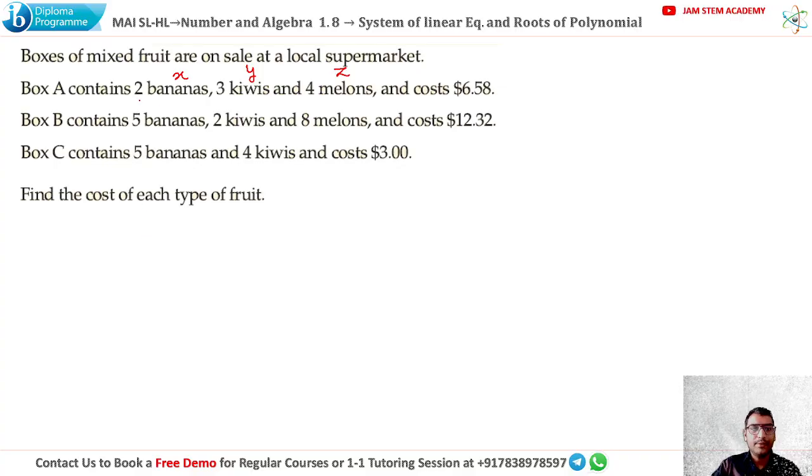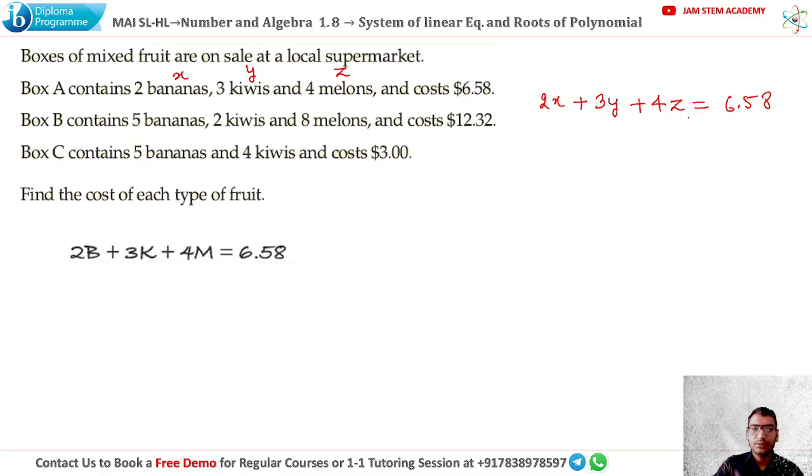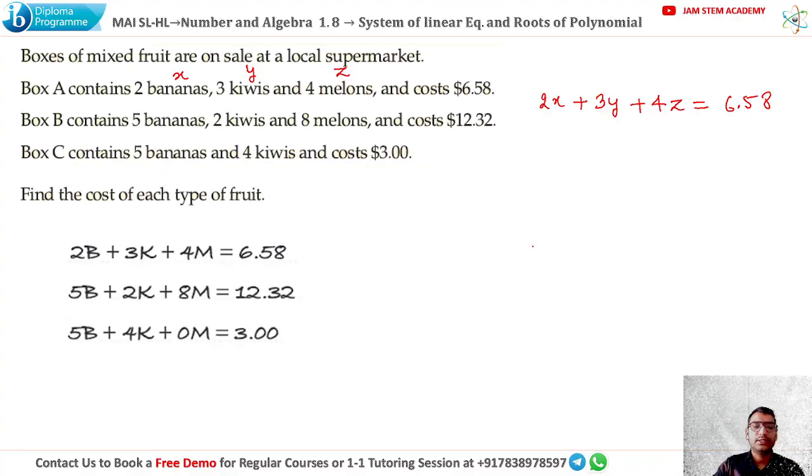Now we have to construct three equations in three variables. It's very easy, right? Cost of one banana is X, cost of one kiwi is Y, cost of one melon is Z. So cost of two bananas is 2X, cost of three kiwis is 3Y, and the cost of four melons will be plus 4Z. The total cost is 6.58. So in this way you can form three equations. So we got these three equations in three variables.